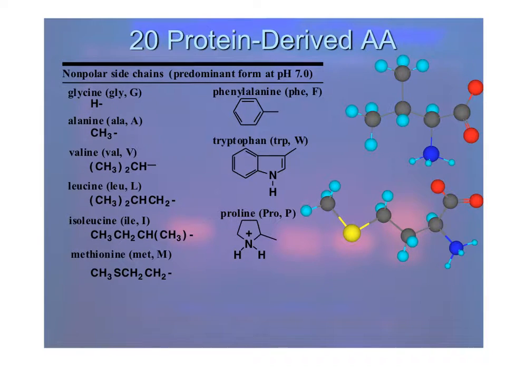Okay, so let's go with the ones that are negatively charged under physiological pH. And so first up is aspartate. Technically, it's aspartic acid until it loses its acidic hydrogen, because it's a carboxylic acid, and then it becomes aspartate.